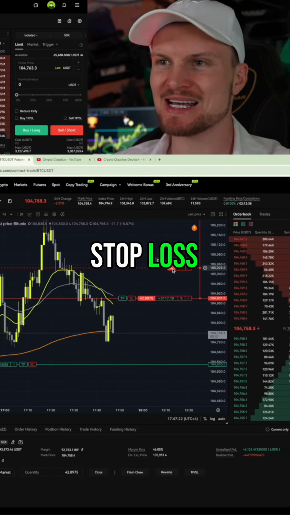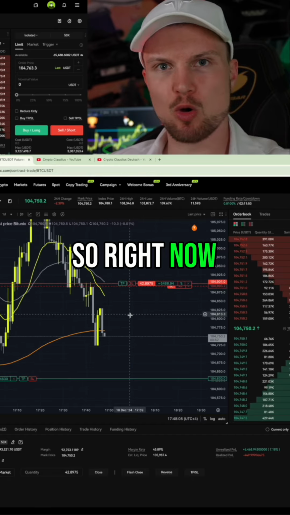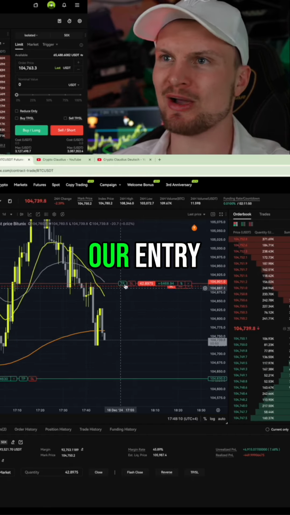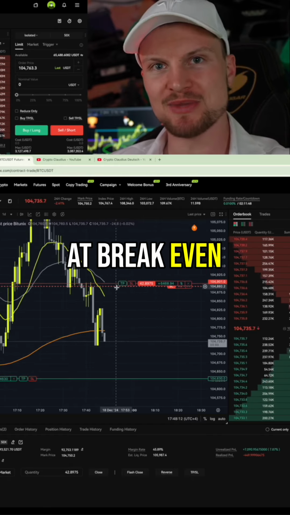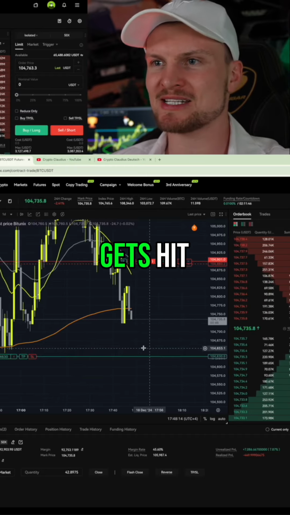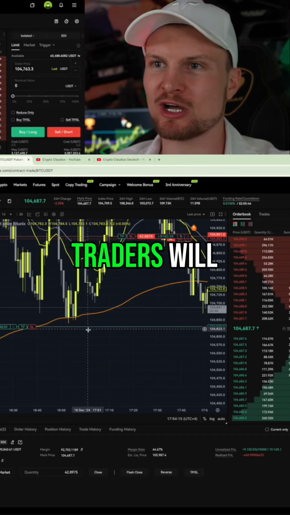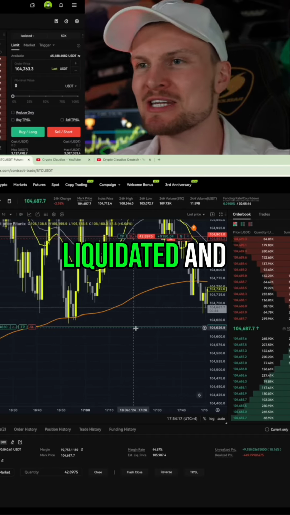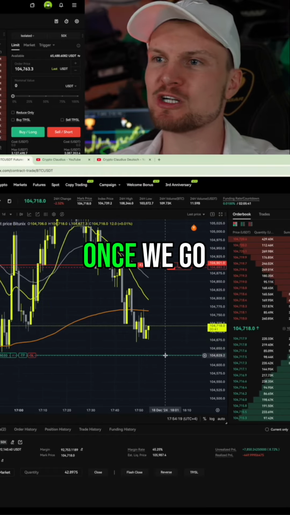We will take our stop loss slightly lower. So right now, worst case, if the price goes up to our entry level, we get stopped out at break even. Best case scenario, our profit order gets hit and we walk out with a profit. Traders will get stopped out and liquidated, and we make a profit once we go through this level.